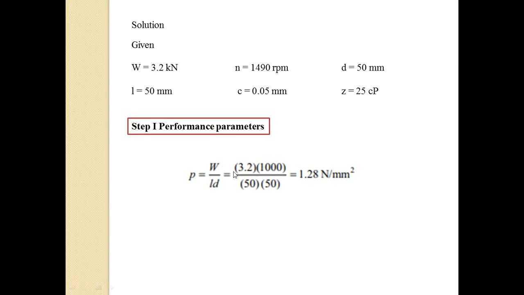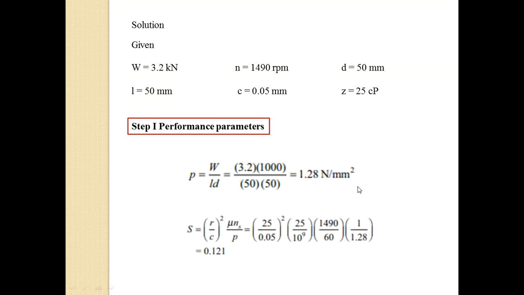W is in Newton, and mm into mm gives mm square. We know that the unit of pressure is Newton per mm square, and the unit of stress is also Newton per mm square. So we got P is equal to 1.28 Newton per mm square.